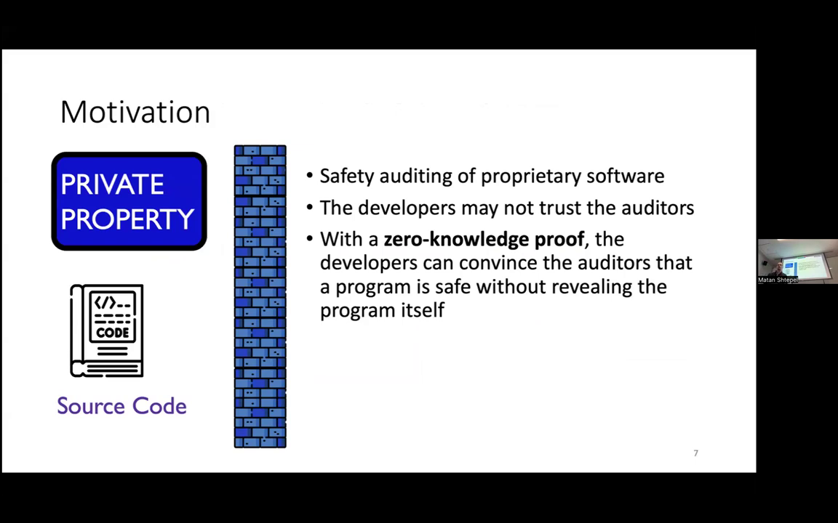The trouble with that approach is that the developers may not entirely trust the auditors. They may not want to expose any sensitive IP in that code, even if it's just for the purpose of testing. A better alternative would be to allow the developers to provide a zero-knowledge proof of their program's correctness so they can convince the auditors that the program is safe without revealing the code directly.